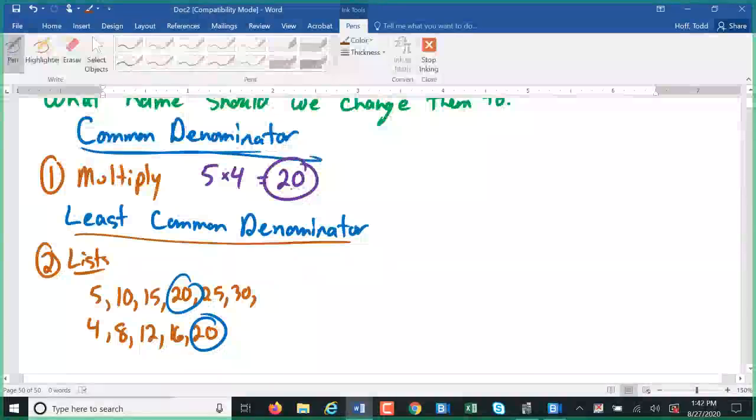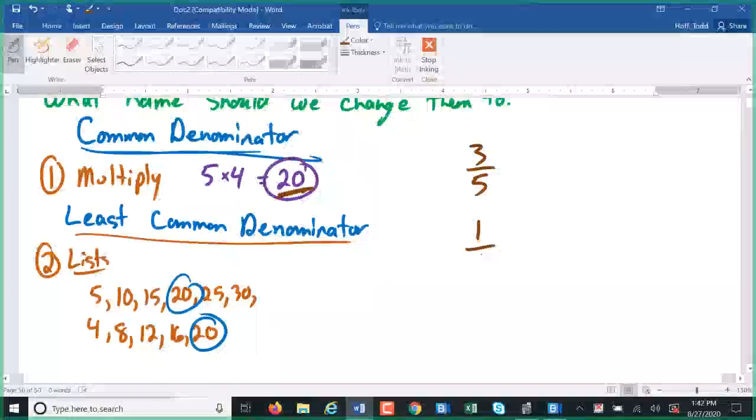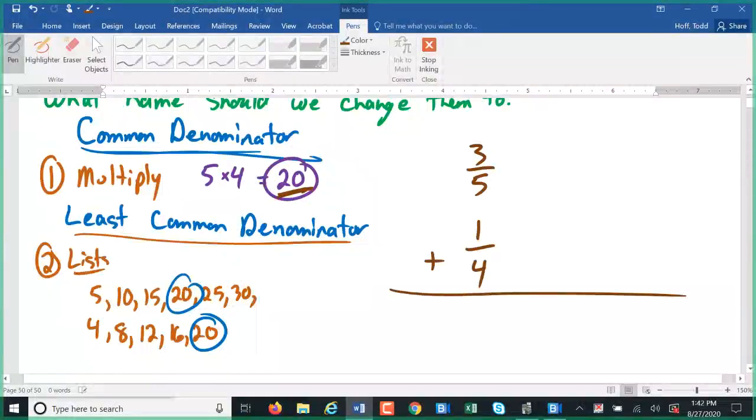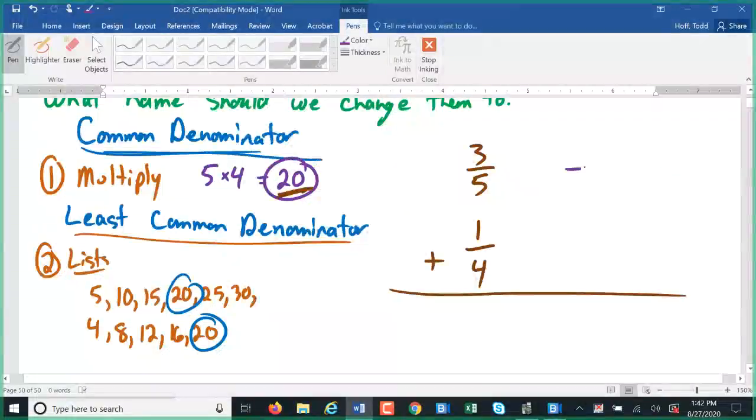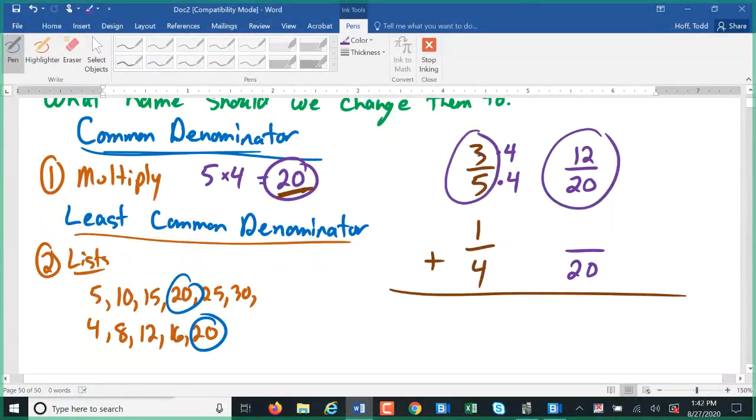Now that I know my common denominator here is going to be 20, I'm going to rewrite this. I am used to adding numbers vertically, so I'm going to rewrite this vertically. It's also a little bit easier to change it to common denominators in that format. Our common denominator is going to be 20, so we have to rename both of these fractions to be 20ths. So what did I multiply the 5 by to make it a 20? That was a 4. So I have to multiply the 3 by a 4 as well. 3 times 4 is 12. 12 20ths is equivalent to 3/5.